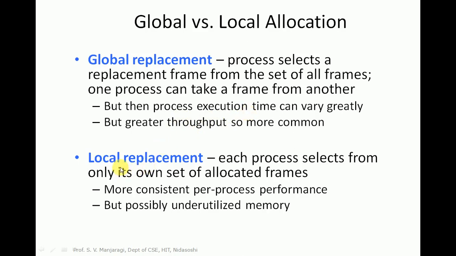The second approach is local replacement. Here each process selects a frame from its own set of allocated frames. So the replacement will be done within the process itself. That is called local replacement.